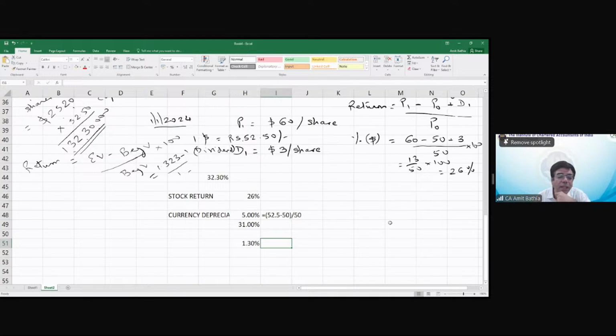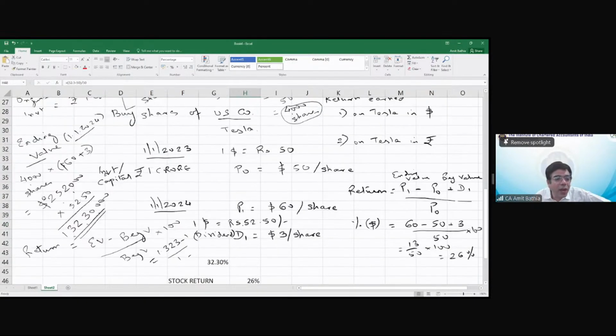Yes, any ideas? Shall I tell you? Yes, change in price. Because of the stock return, I got 26%. Because of currency depreciation I got a benefit of 5%, because within this 1 year the Indian rupee depreciated, so I got 5% more. Did you receive this 5% only on 1 crore or on the entire amount?